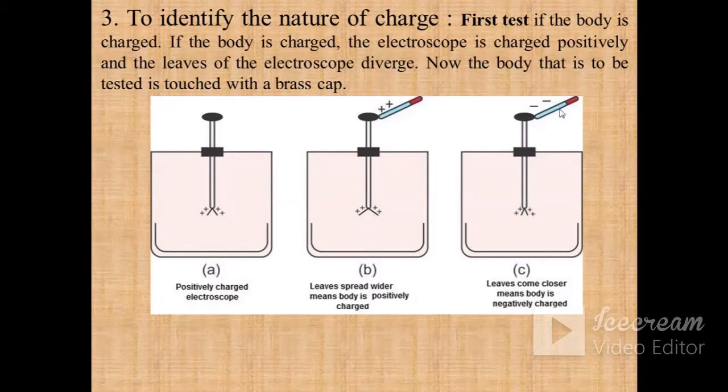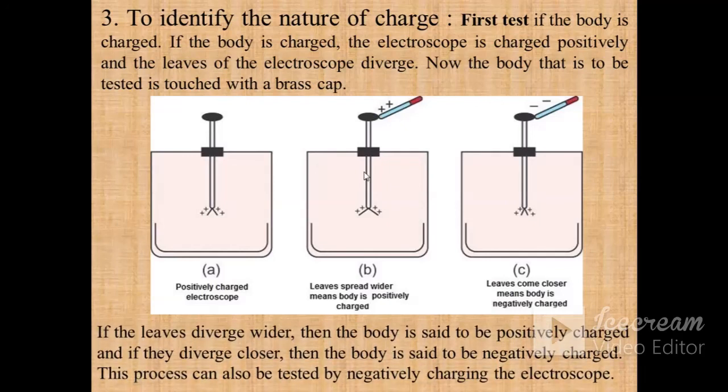Similarly, if we touch the negatively charged ebonite rod, then this negative charge flows here, due to which it is going to attract these positive charges. So these leaves come closer. That means we can say the body is negatively charged. So due to the positive charge, the leaves will spread wider, and due to the negative charge, the leaves will come closer. So we can say if the leaves diverge wider, then the body is said to be positively charged. If they come closer, then the body is said to be negatively charged.